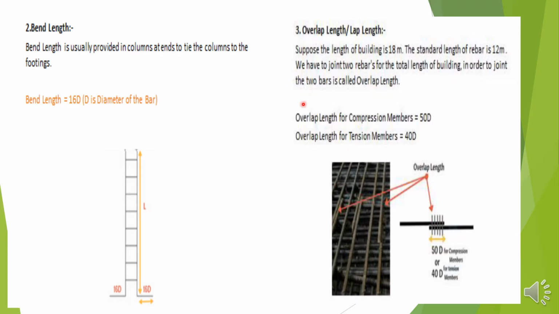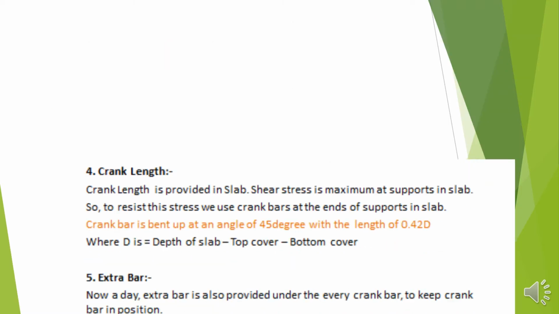Overlap length, lap length. The length of the building is 18 meter. The standard length of the bar is 12 meter. We have no option to join the rebars for the total length of the building. In order to join the two bars, we use what is called overlap length. Overlap length for a compression member is 50 dia. Overlap length for a tension member is 40 dia. This is what I call an overlap. Here is how we do the methodology as it is climbed up: 50 dia for a compression member, 40 dia for a tension member.